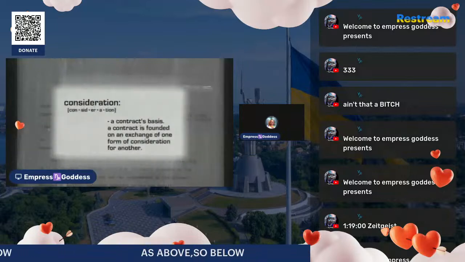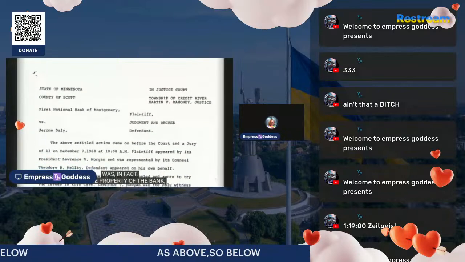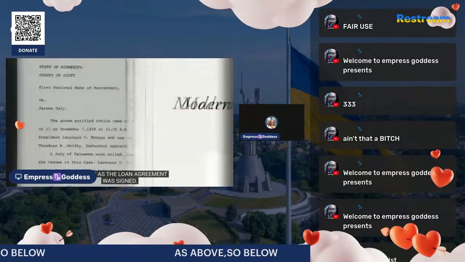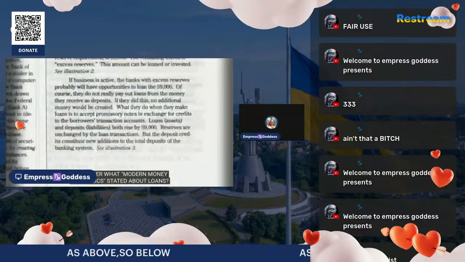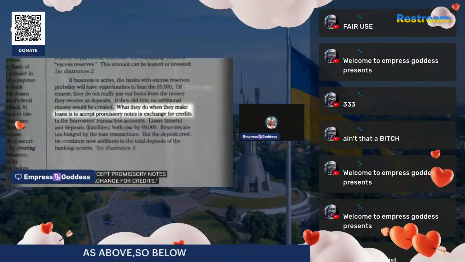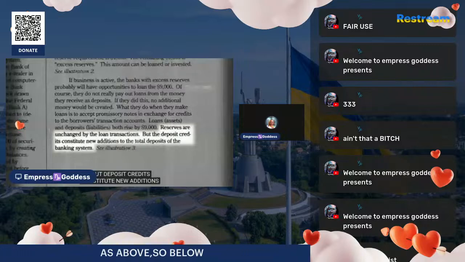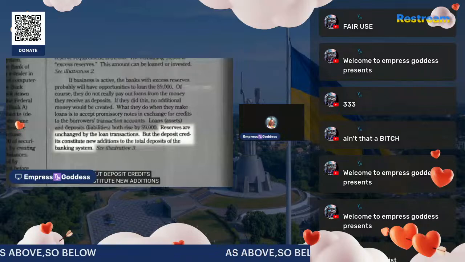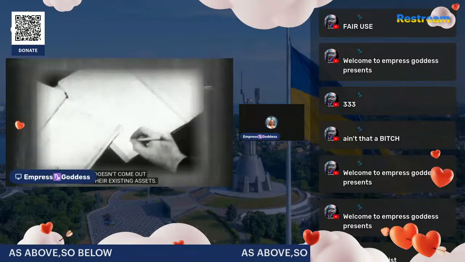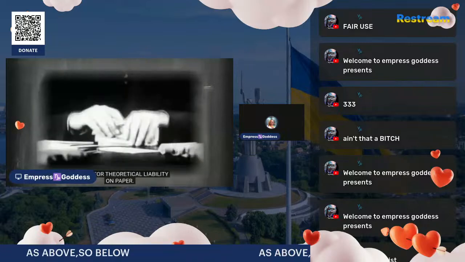Mr. Daly explained that the money was, in fact, not the property of the bank, for it was created out of nothing as soon as the loan agreement was signed. Remember what Modern Money Mechanics stated about loans? "What they do when they make loans is to accept promissory notes in exchange for credits. Reserves are unchanged by the loan transactions, but deposit credits constitute new additions to the total deposits of the banking system." In other words, the money doesn't come out of their existing assets. The bank is simply inventing it, putting up nothing of its own, except for a theoretical entry on paper.